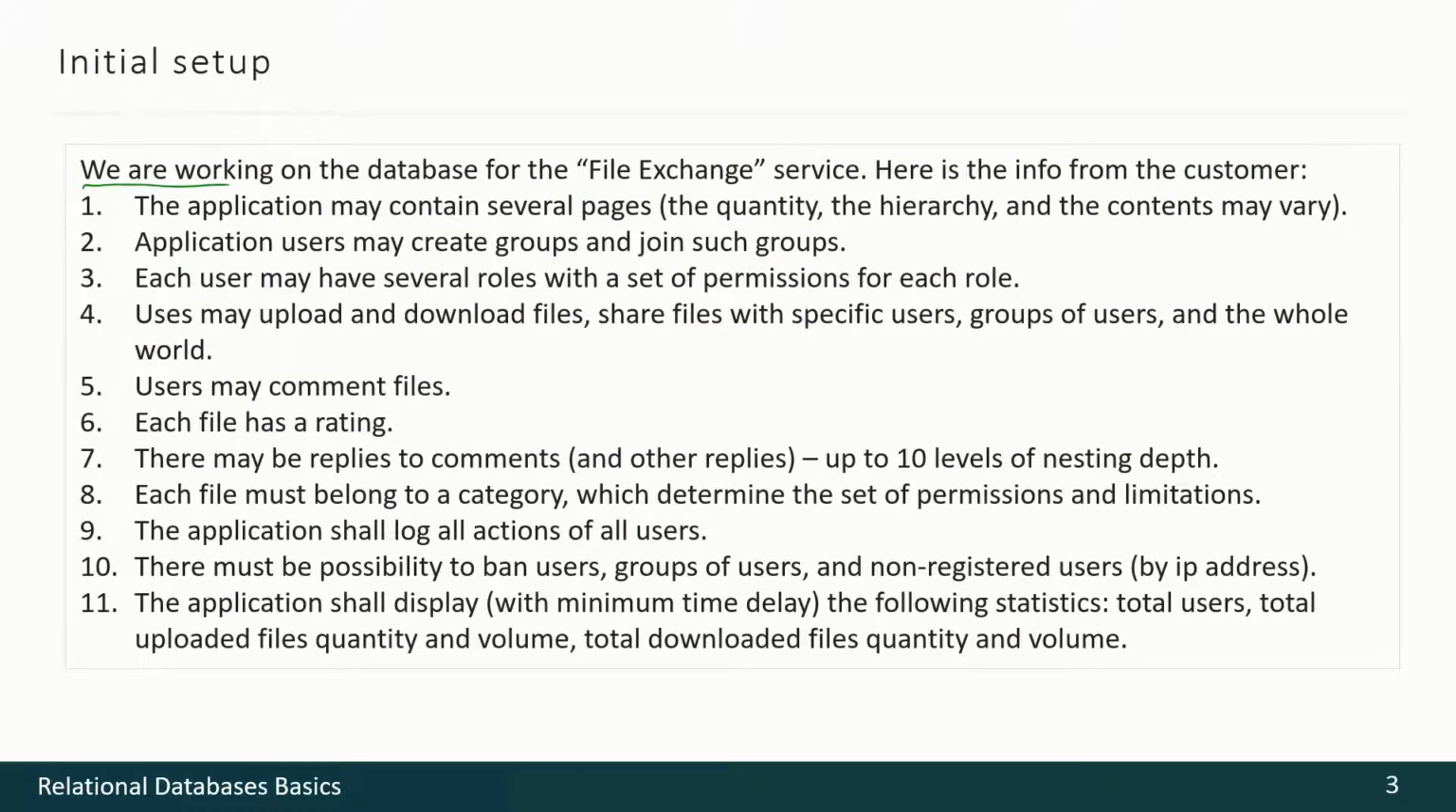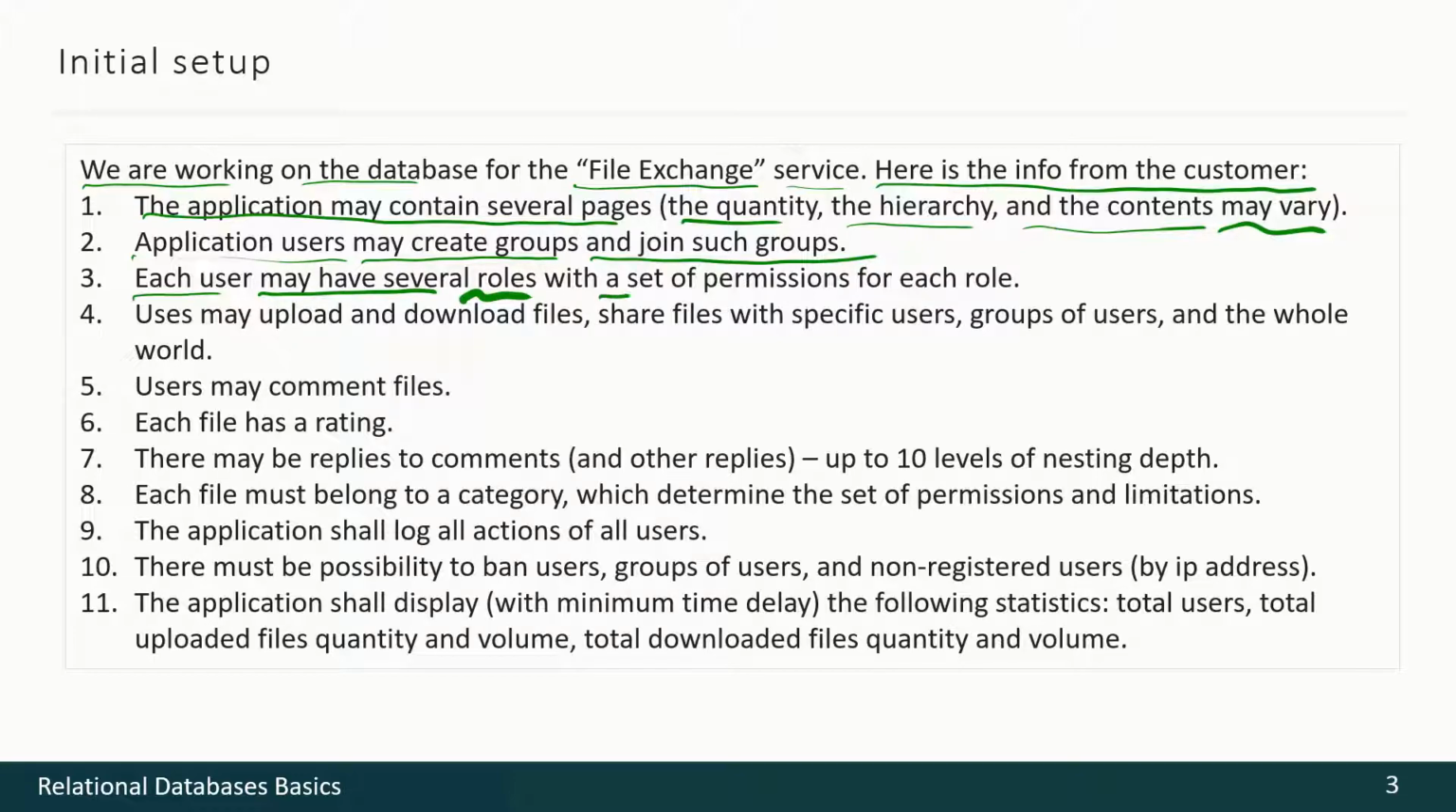Imagine we are working on the database for File Exchange Service project. And here is the information from the customer. We know that the application may contain several pages; the quantity, the hierarchy and the contents of those pages may vary. We know that application users may create groups and join such groups. And each user may have several roles with a set of permissions for each role.